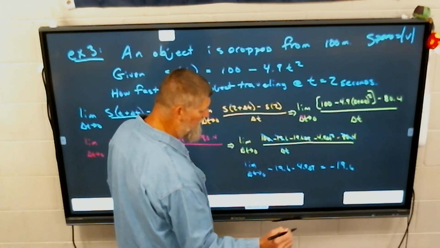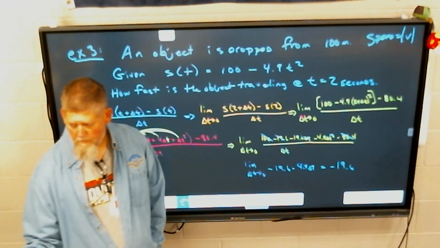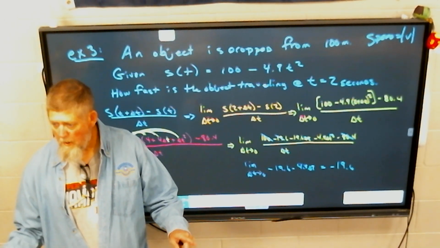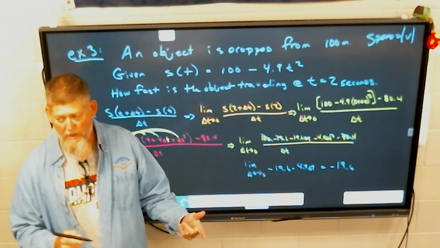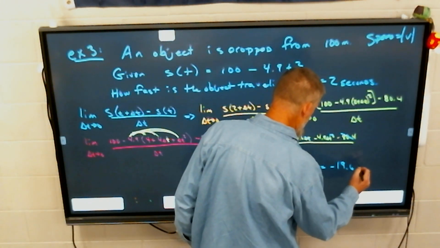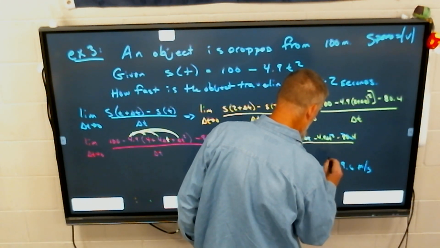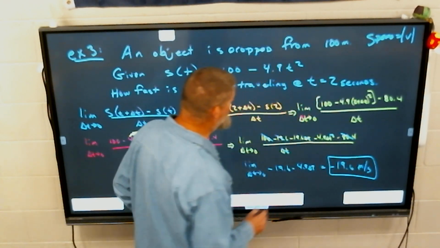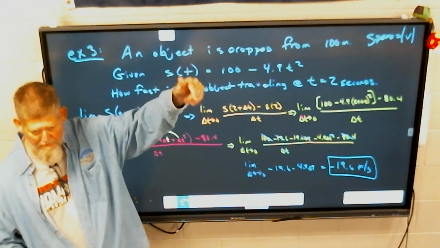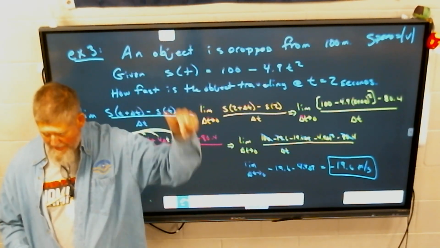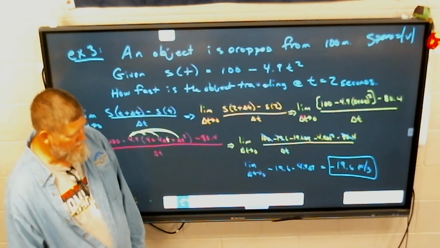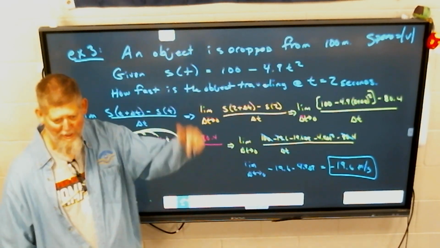What's the units on that? Meters per second, because it's a rate. So it has to be negative 19.6 meters per second. That's how fast. And it does make sense that we came up with a negative, right? I dropped it, so it's falling, it's going down. The speed is negative, it's going down, so that's my velocity.